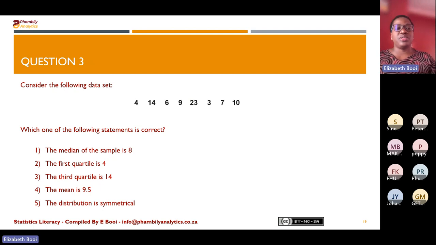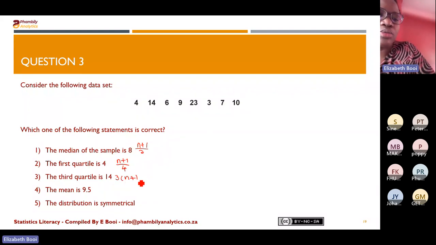The first step you need to do is sort the data. And after sorting the data, you're going to find the position, because the median position is the second quartile. It's n plus 1 divided by 2. For the first quartile, they are looking for the values, not the positions. So I'm going to give you the formula for the positions. You are going to find the position and then go find the values. It's n plus 1 divided by 4. And the third quartile will be 3 times n plus 1 divided by 4.